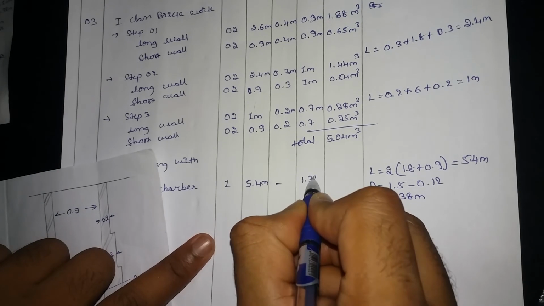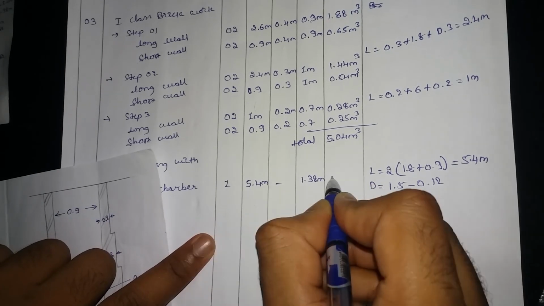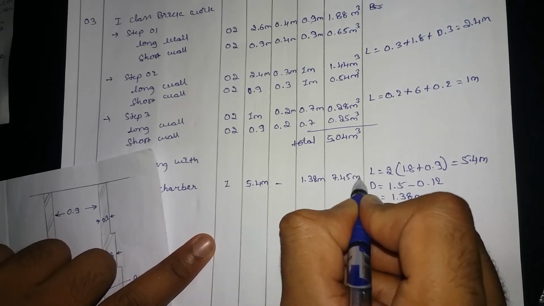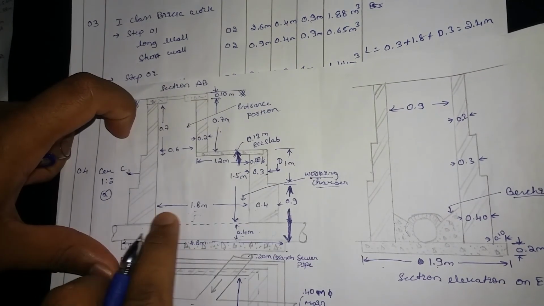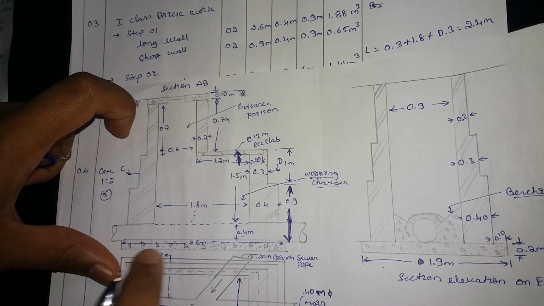So right here 1.38 meter is your depth. If I multiply this, you will get 7.45 meter square. So I'm going to repeat once again, this is your working chamber. We need to find out what is its length.